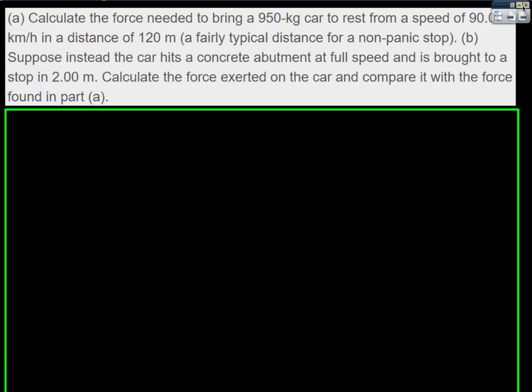Okay. So be thinking about this. How are we going to do this calculation? We should be able to use the work energy here. What's the final kinetic energy? 0. So what kind of force is this that we're talking about? Friction. Is that just 90.0? 90.0, yeah.